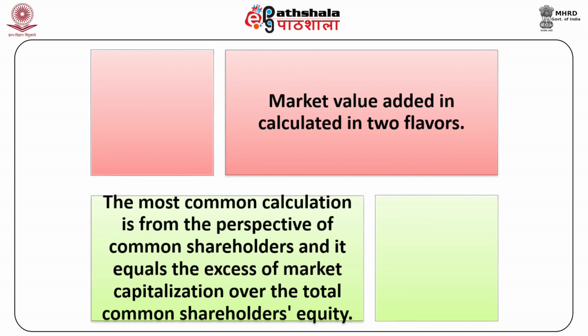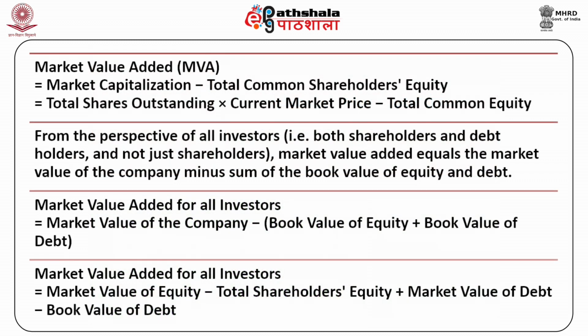1. The most common calculation is from the perspective of common shareholders and it equals the excess of market capitalization over total common shareholders' equity. Market value added is equal to market capitalization minus total common shareholders' equity, that is equal to total shares outstanding into current market price minus total common equity.